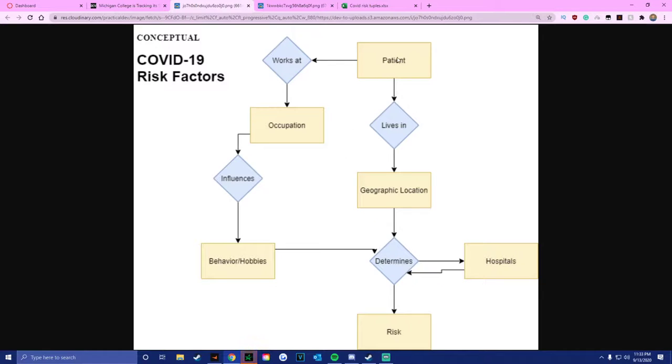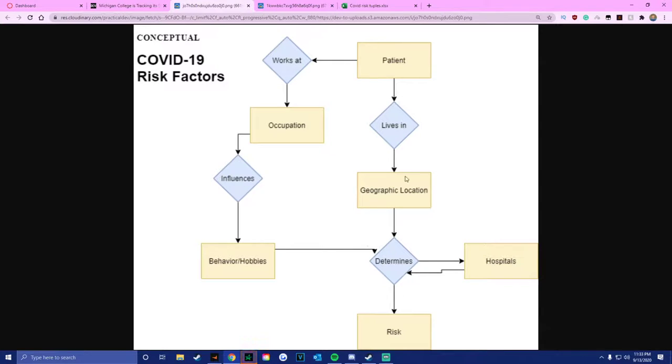So we're going to start with the patient, which is going to be the source of most of the relationships. The patient works at the occupation, which influences the behavior and hobbies, then goes to determines risk. And it also goes down. The patient lives in a geographic location, which determines the risk, and the geographical location also determines the hospitals. And it got a little funky with the arrows here.